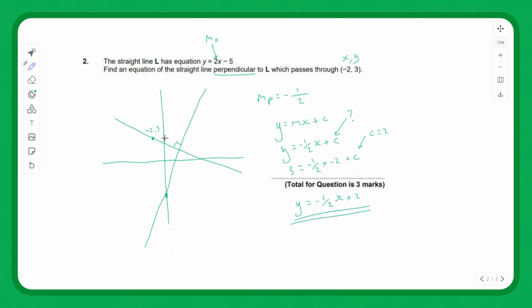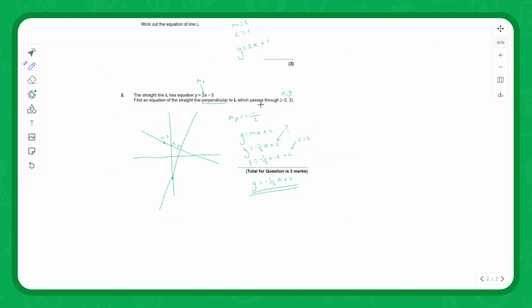And that looks about right, doesn't it? Now, that point there is going to be roughly 2. And that is the end of our lesson.